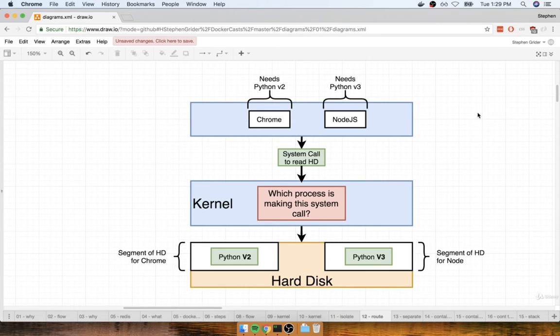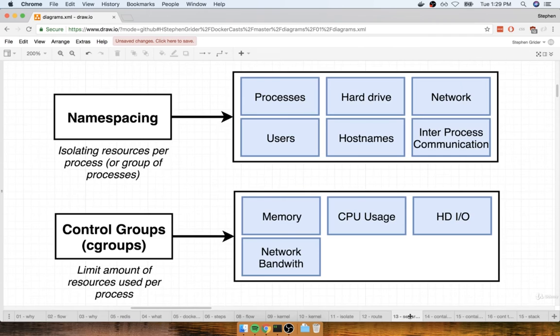This is just a quick example. So this entire process of segmenting a hardware resource based on the process that is asking for it is known as namespacing. With namespacing, we are allowed to isolate resources per a process or a group of processes. And we're essentially saying that anytime this particular process asks for a resource, we're going to direct it to this one little specific area of the given piece of hardware.